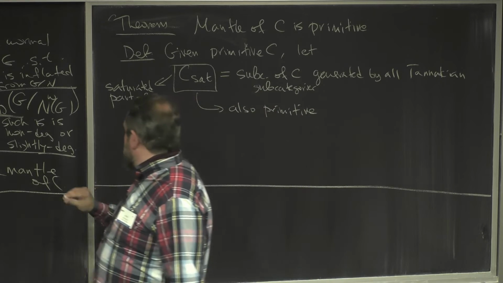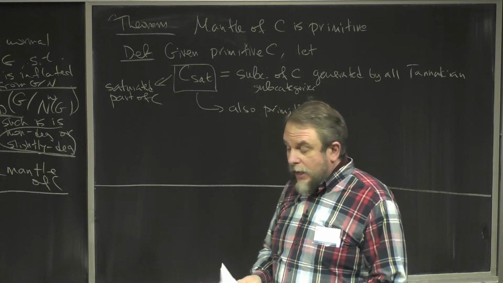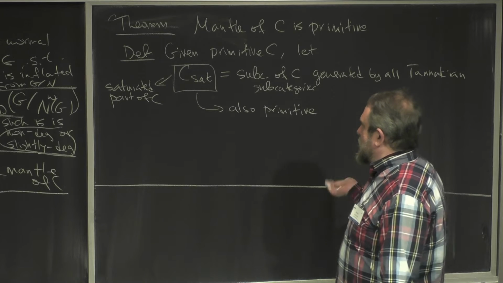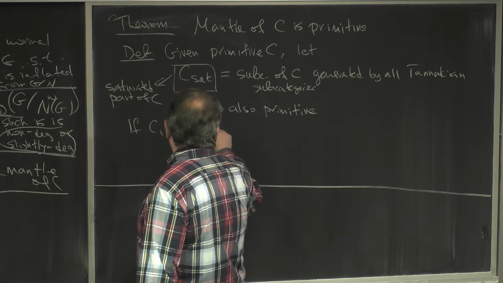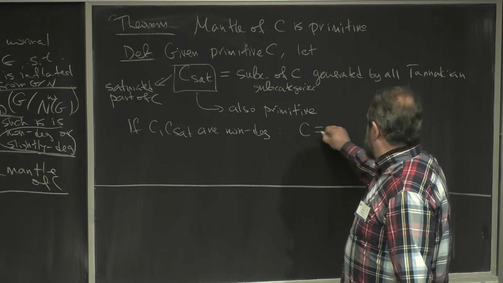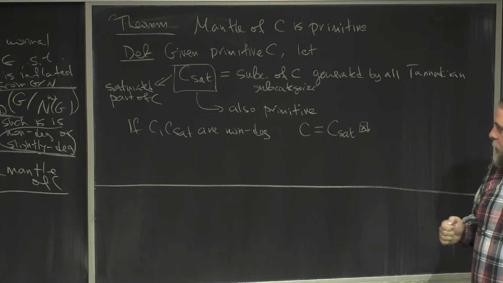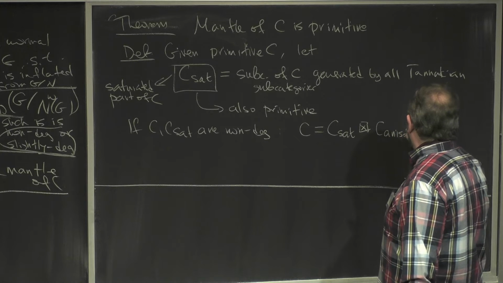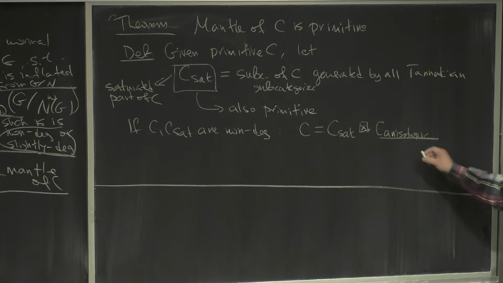And so, as we observed, it's either non-degenerate or slightly degenerate. So in the favorable cases, when C and C sat are non-degenerate, you would have a decomposition of C into the product of the saturated part and the anisotropic part, C anisotropic. Anisotropic means that there are no Tannakian categories other than the trivial one.